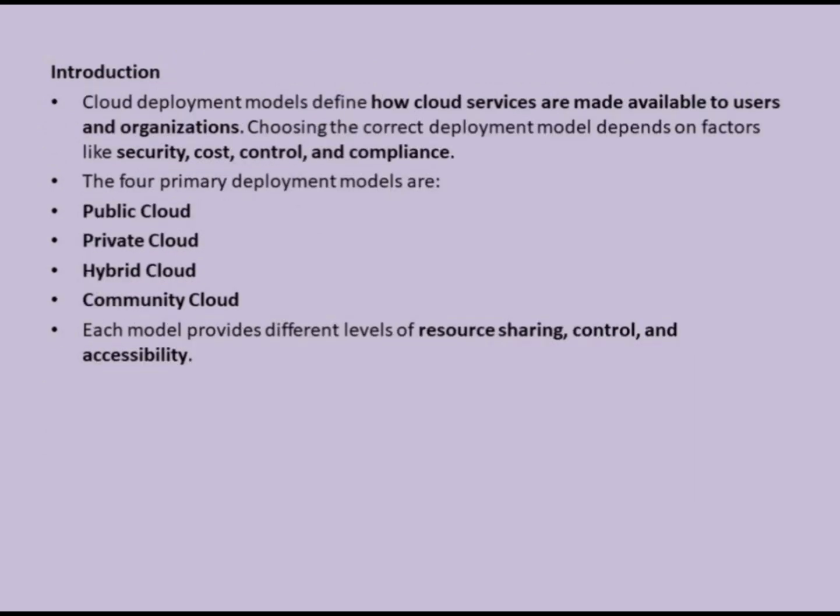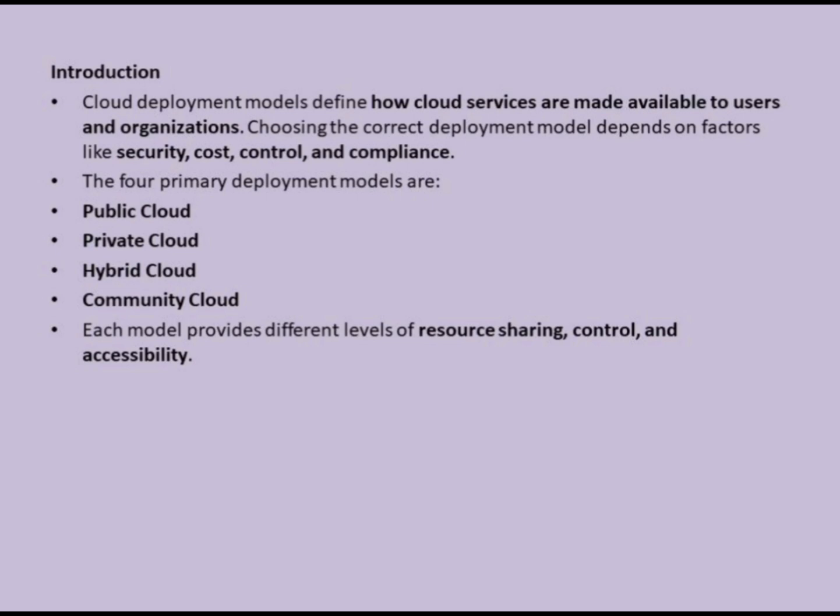Introduction. Cloud deployment models describe the way cloud services are delivered and accessed by users or organizations. They determine how resources such as servers, storage, and applications are shared, managed, and secured. The choice of a deployment model depends on key factors like security requirements, cost, level of control, compliance policies, and scalability needs. There are 4 primary deployment models in cloud computing.